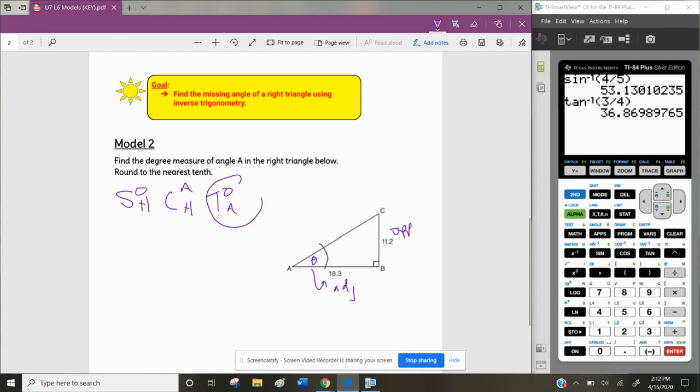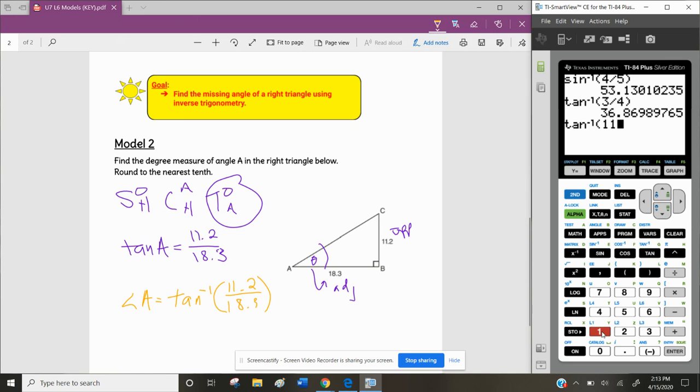So the opposite and adjacent means I would use tangent of A would be 11.2, the opposite, over 18.3, the adjacent side. I cannot divide by tan, so I know that angle A will equal the arctan of that ratio that I wrote, 11.2 over 18.3. All right, so we go to our calculator. Second tangent, 11.2 divided by 18.3, enter, and we get that angle A to the nearest tenth is 31.5 degrees.